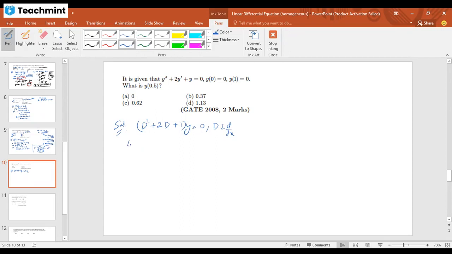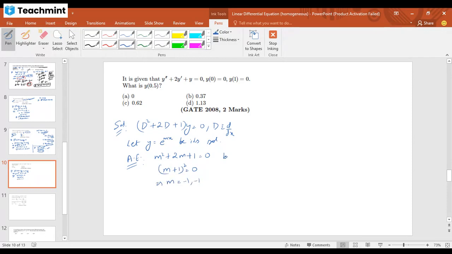So we are assuming let y equal to e raised to the power mx be its solution. So we'll get its auxiliary equation, replacing D, as m squared plus 2m plus 1 equal to 0. Again, product of the roots is 1, sum is 2. 1 plus 1 is 2, 1 into 1 is 1. So it is (m plus 1) whole squared, or m equal to minus 1 and minus 1.